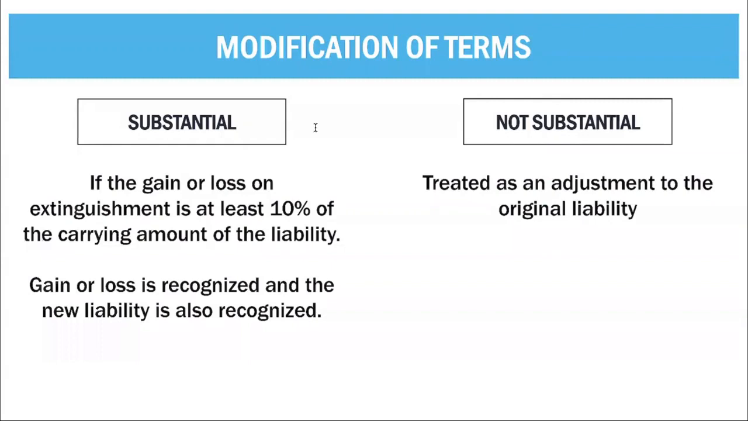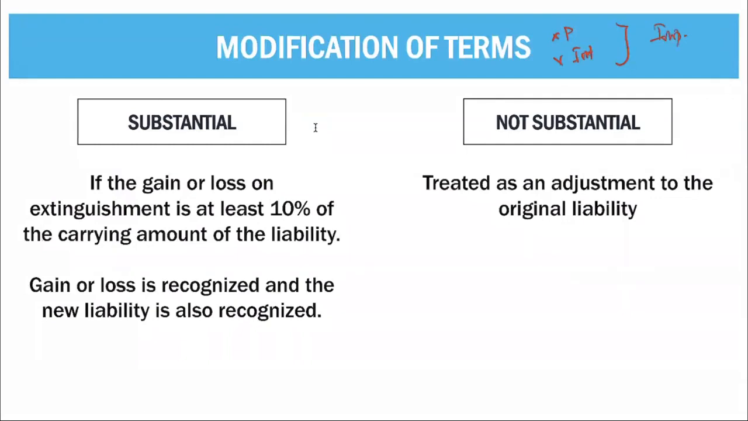Next, we have your modification of terms. So what happens in a modification of terms? In your modification of terms, there will be a change as to your principal amount and a change as to your interest payment. This is really like your impairment of your investment in bonds or your investment in debt securities or your impairment of your loan receivable. So it looks like this.